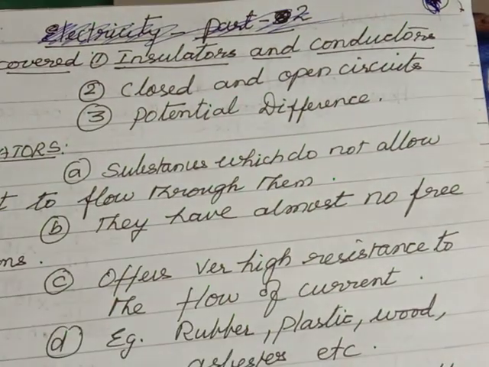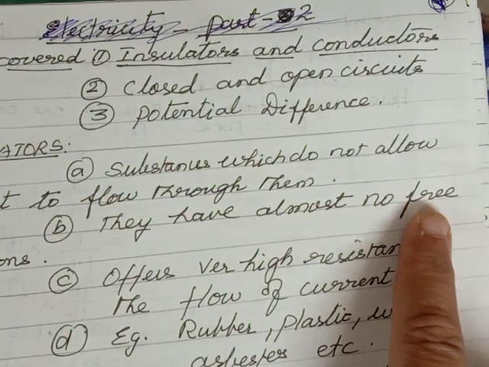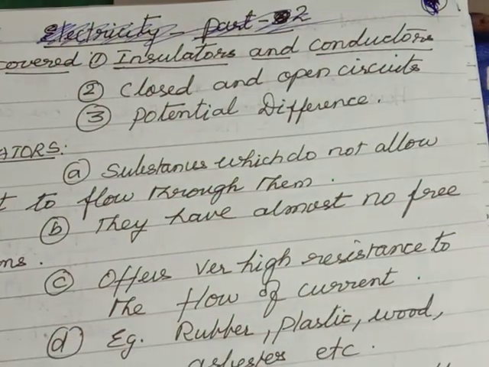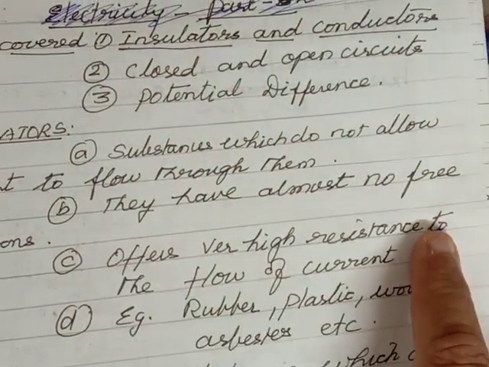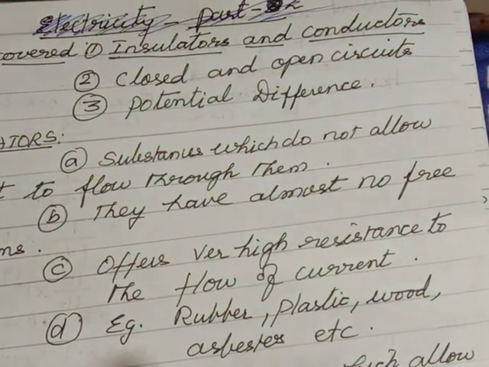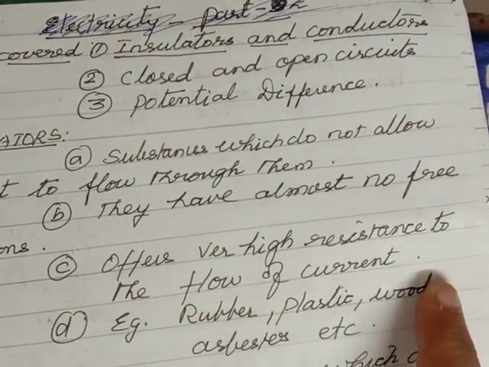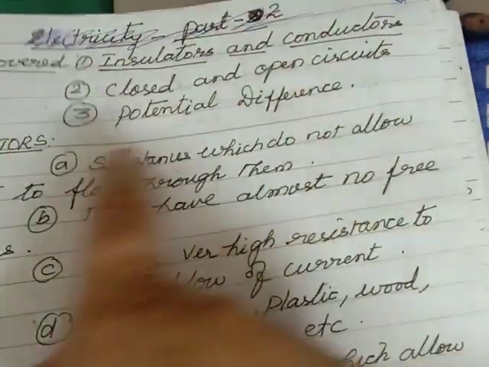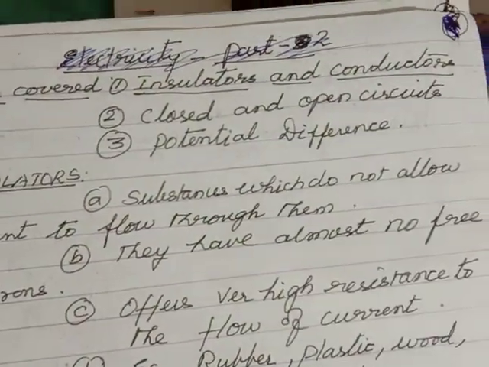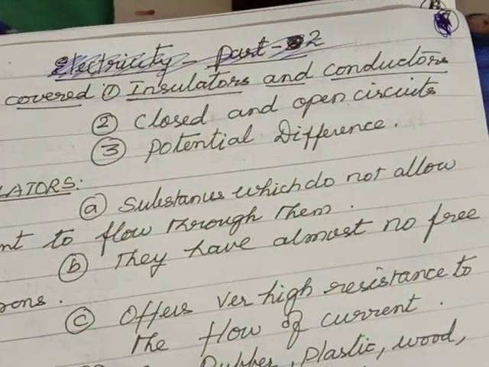But here in case of insulators, look at the point. They have almost no free electrons. Next, it offers very high resistance to the flow of current. Example, rubber, plastic, wood, asbestos, etc. So you got the idea about insulators. So what are insulators? Substances which do not allow current to flow through them. Examples also we are given.